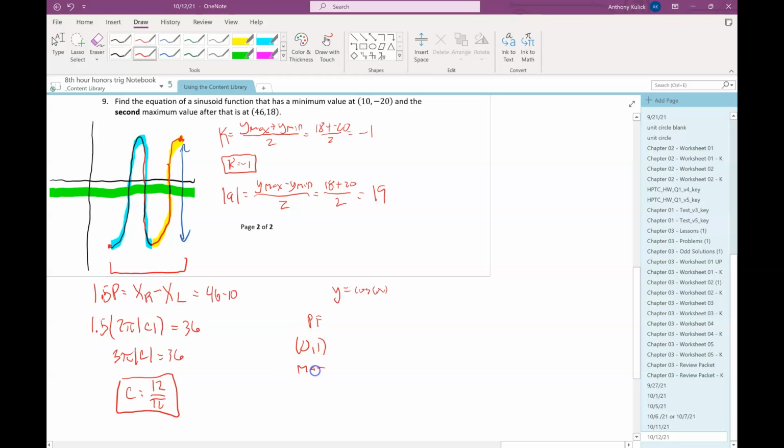So in cosine, I like to use the point 0,1, and it's a maximum. In my transformed function, I could use either point. I'm given a minimum and I'm given a maximum. It doesn't really matter which one I use. I'm just going to use the first one that's listed, 10, negative 20, which is a minimum. Because we're switching from max to min, that tells me my a needs to be negative. And because the x-coordinate for my parent function is 0, the h has to be the x-coordinate for my transformed function.